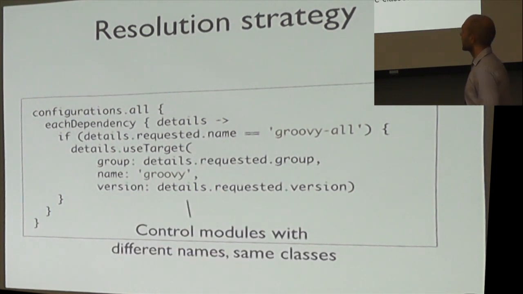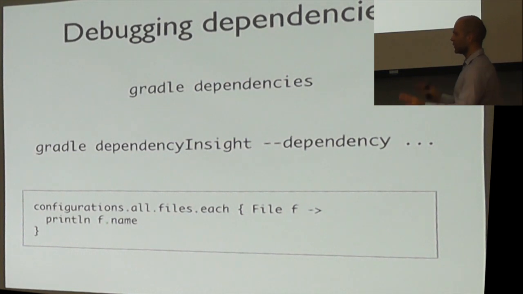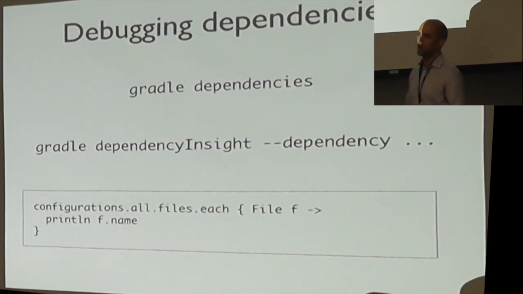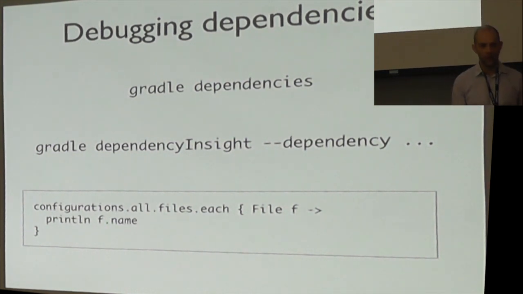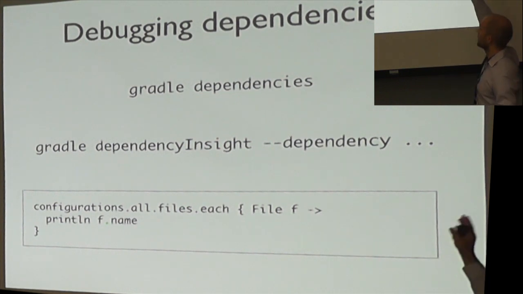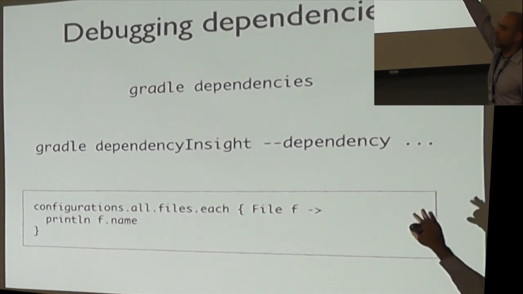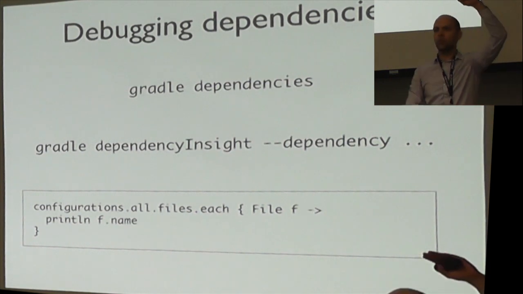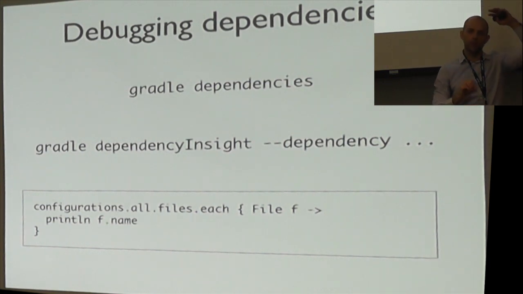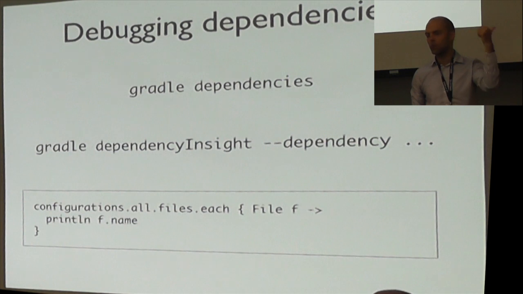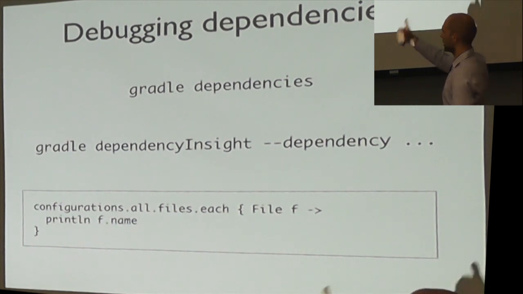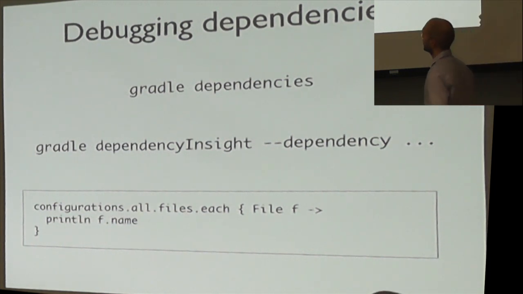And then, of course, when things do go wrong, you want to make sure that you are able to work out why they're going wrong. And that's where you should already know the dependencies task, which will list out all of the dependencies in your project for the compilation configuration, the test configuration, runtime, and so forth.